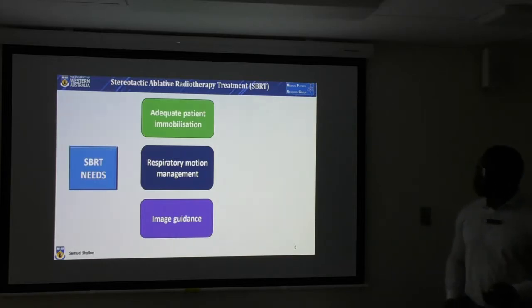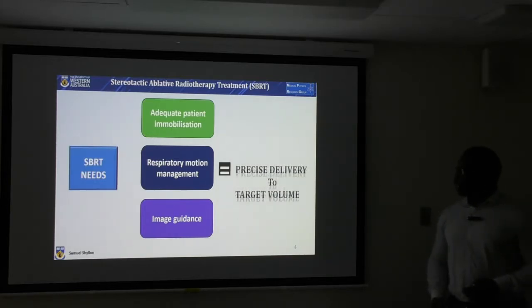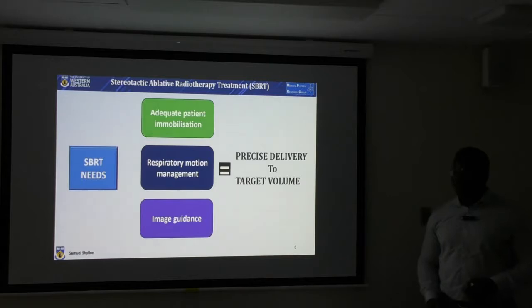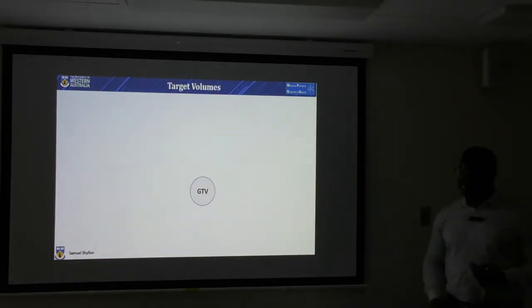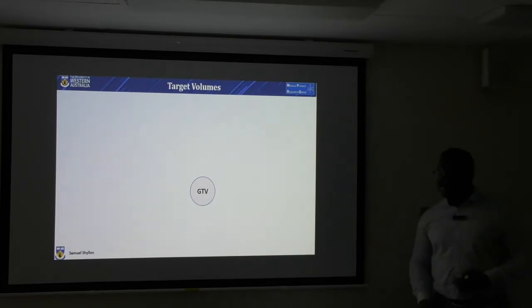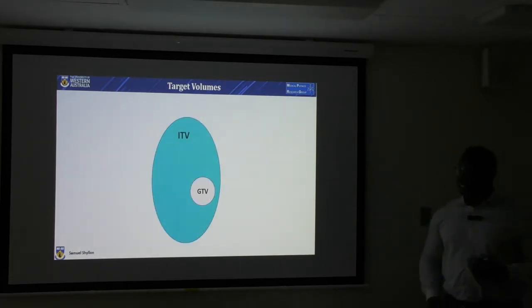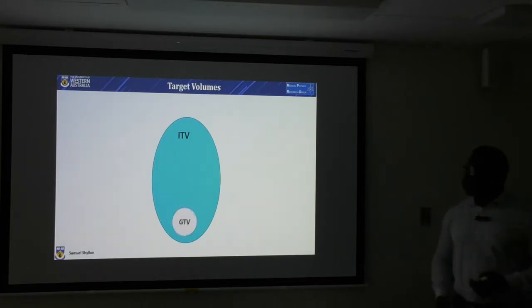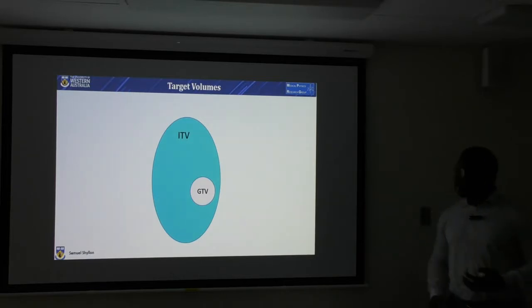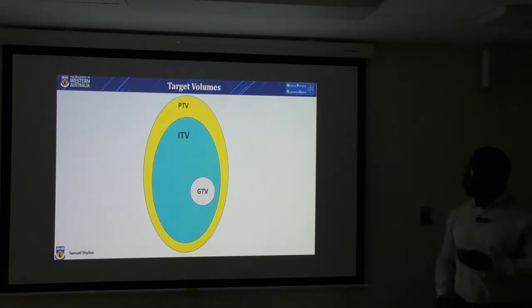And for SBRT to be successfully implemented, it needs adequate patient immobilization, a technique to manage respiratory motion, and image guidance. All these 3 things allow for the precise delivery to the target volume, which consists of a GTV, which is the gross demonstrable extent of the disease. And when there is no technique to manage the respiratory motion, we add an ITV, which accounts for all the possible locations in the body that the tumor might occupy. And then we add a final setup margin to account for geometrical uncertainties.